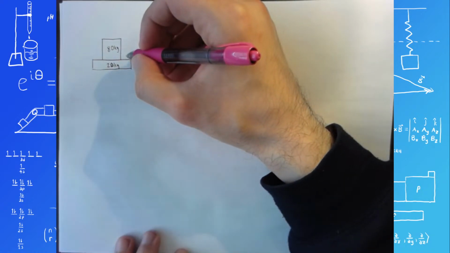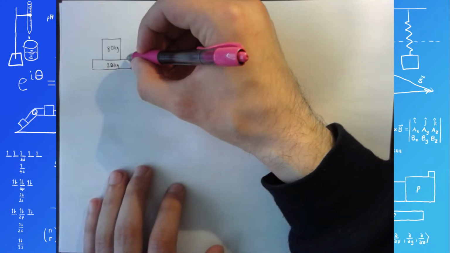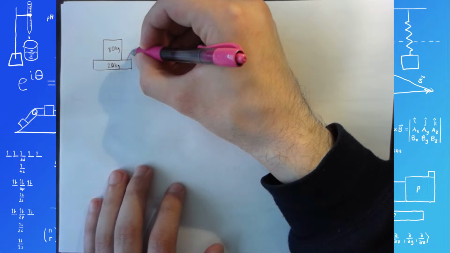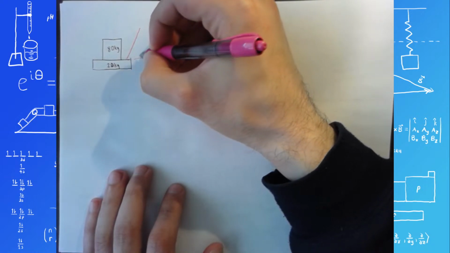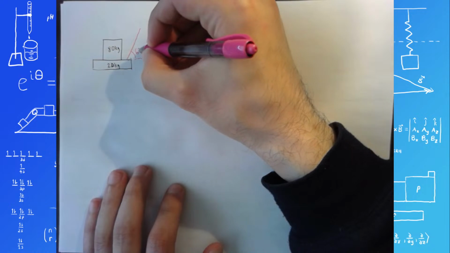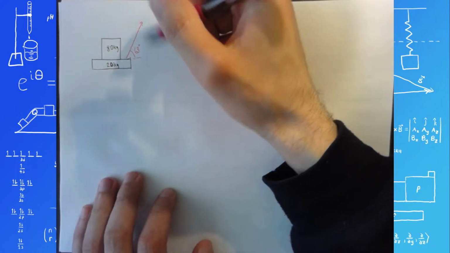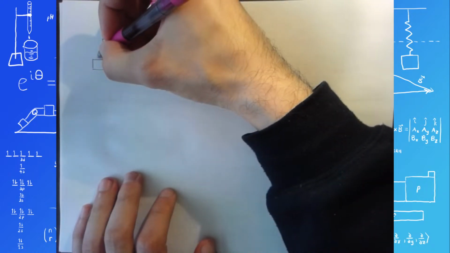And what were the angles? 63 and 78. 63 on the right, so something like this. We'll call that a 63-degree angle. And then 78 degrees, so even steeper than that.